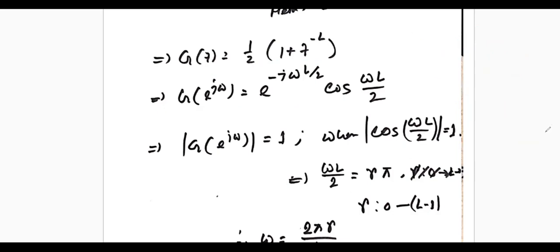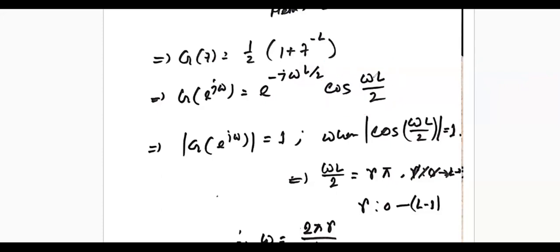If you concentrate closely, this is the phase. You can find the phase is linear again. This is a linear phase filter because it is minus omega L by 2. That is, of course, a linear phase filter. What about the magnitude? It depends on this factor, cos omega L divided by 2.